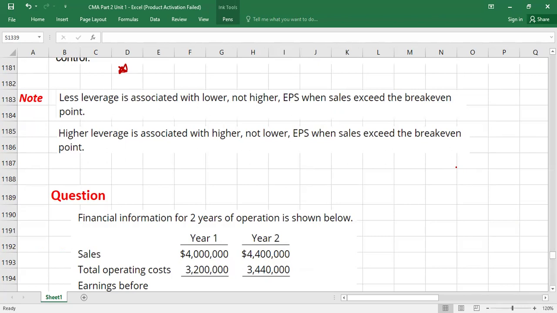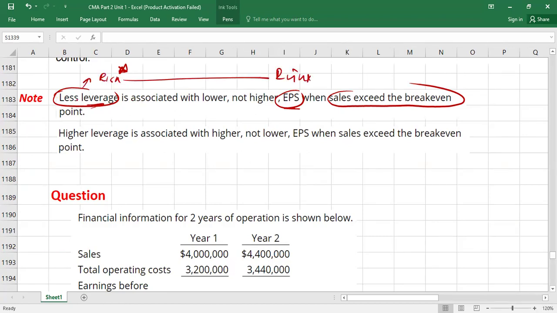Please remember these two points. If a company is less leveraged, less leverage means less risky. So that company may have less earnings per share also. But this will happen only if sales exceed the break-even point, like the company is in profit. If the company is less leveraged, earnings per share will be less, not high. The reason is that less leverage means less risk, and less risk means less return. Remember it this way: if a company is less leveraged, meaning less risky, the return will be less also.